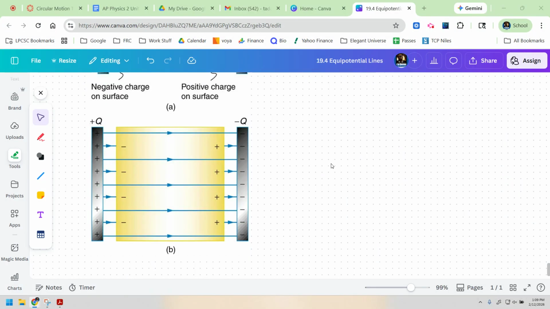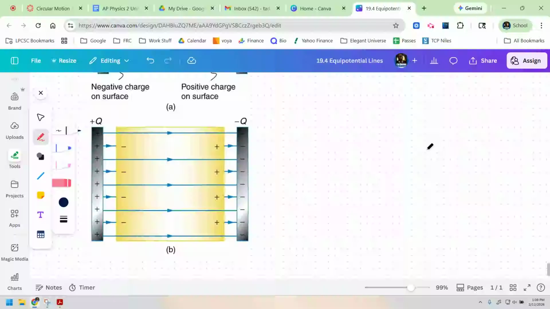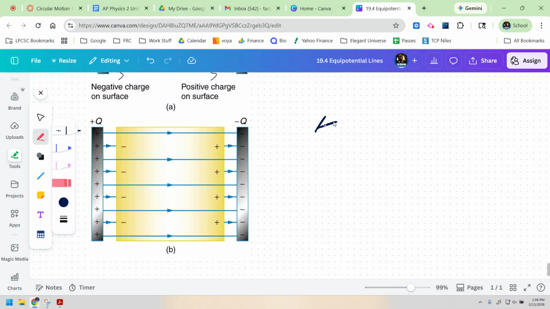So the dielectric constant is generally defined by kappa, and this is where they derive this kappa from. Kappa is equal to the initial electric field divided by the electric field with the dielectric material, right? I think I said that backwards, but you know what I mean.